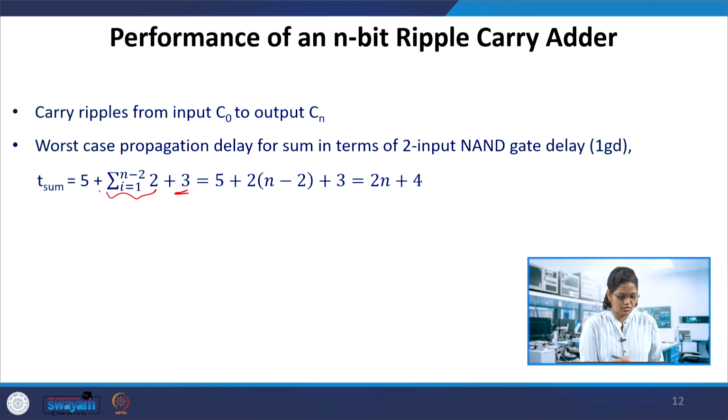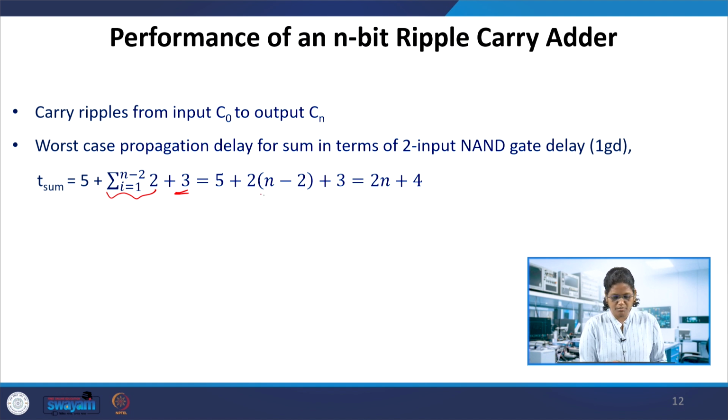So the first stage sum can take, instead of 6, 3 plus 3, and the carry is involved. If that is going to be 0, then it is 5 gate delays. For the intermediate steps, the intermediate full adders from 1 to n minus 2, excluding the last one and also excluding the first one, this takes 2 times n minus 2. Each one takes 2 gate delays in terms of 2-input NAND gates.